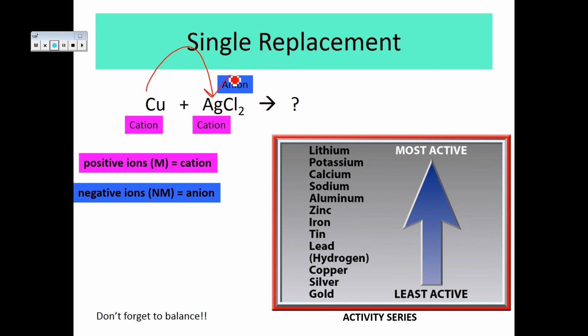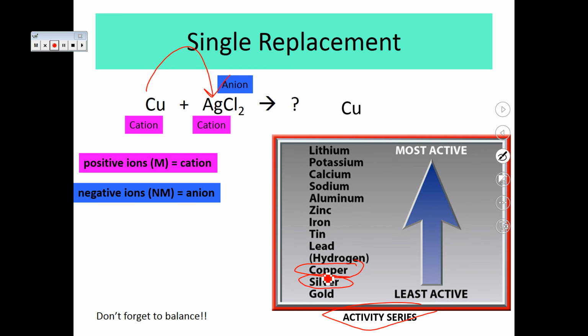You look at something called an activity series. So you find copper. Copper is right here. It has to be above what it is replacing. It's trying to replace silver. So we see that copper is more active. The higher up on the list, the more active you are. It has to be above silver in order for that reaction to take place, which it is. So this reaction will occur.